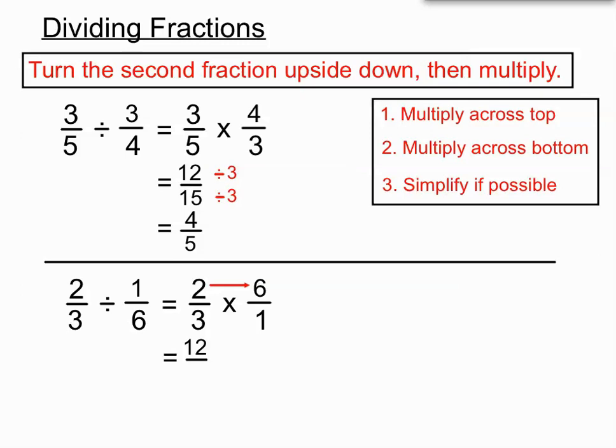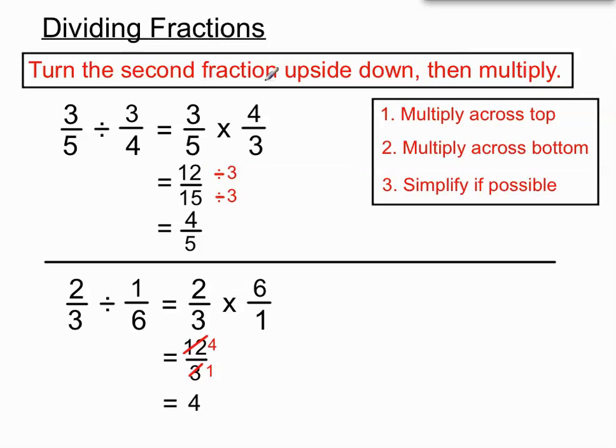Multiply across the top. 2 times 6 is 12, multiply across the bottom, 3 times 1 is 3. Our last bit though, on any fraction question, see if we can simplify. Now 3 can divide into the top and bottom, so we can do it this way. 3 can divide into the bottom, and it goes once. 3 can divide into the top, and it goes 4 times. So you can see that we're left with 4/1. Now in fractions we don't have to write a 1 in if it's on the bottom, so our final answer can be just 4 there.